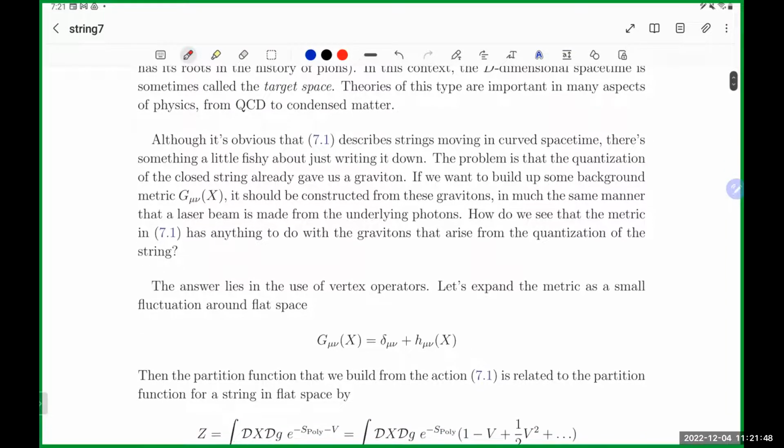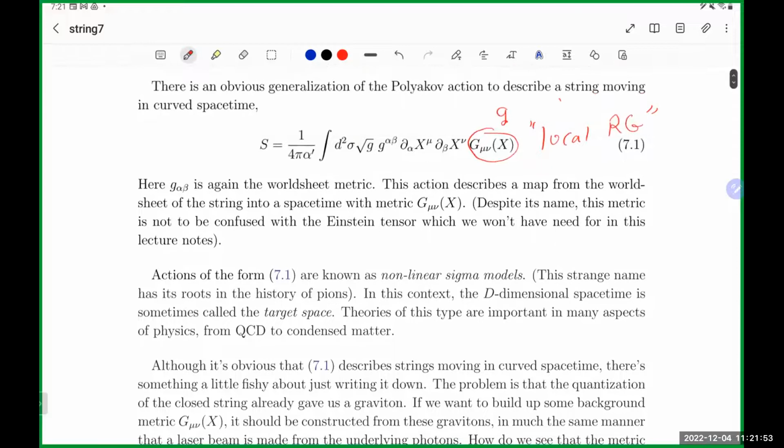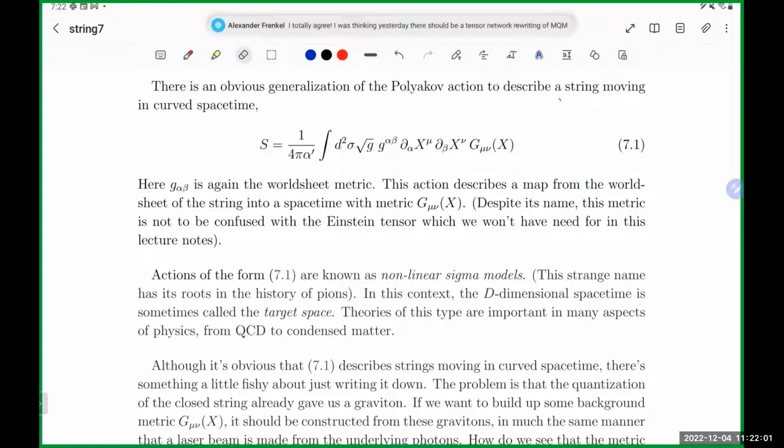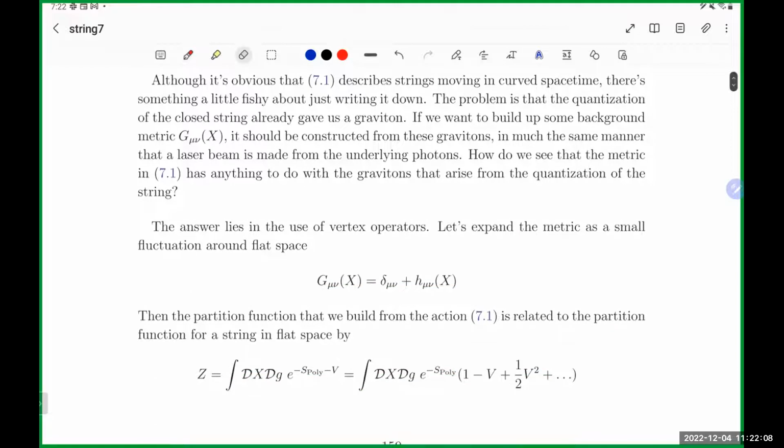So let us now compute the Polyakov path integral for this. Suppose I want to compute the Polyakov path integral Z for 7.1, and quantize 7.1. This is one of the most beautiful pieces of string theory ever, and actually deep. And I think there is no satisfactory answer, and I'll tell you why.